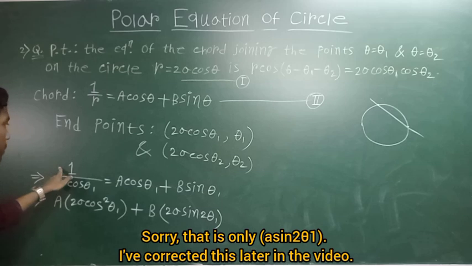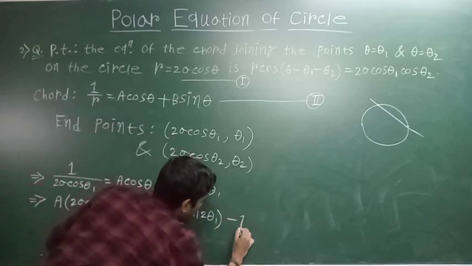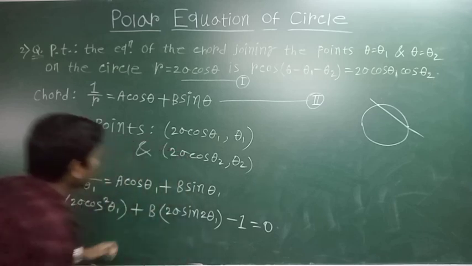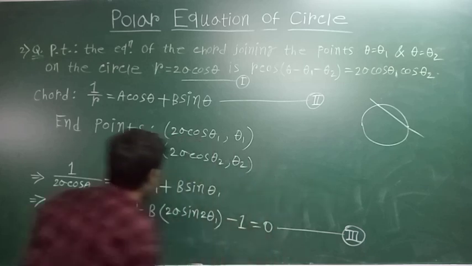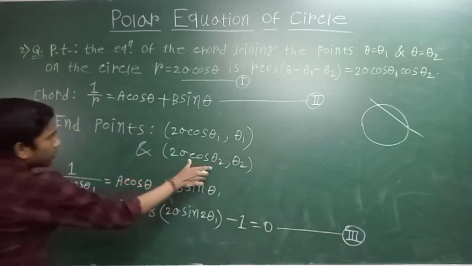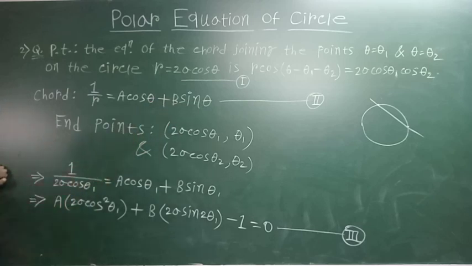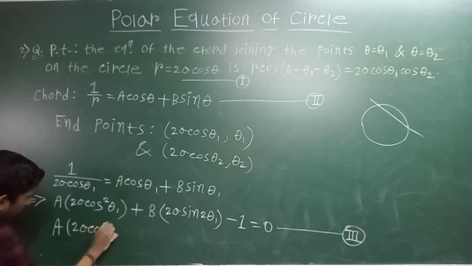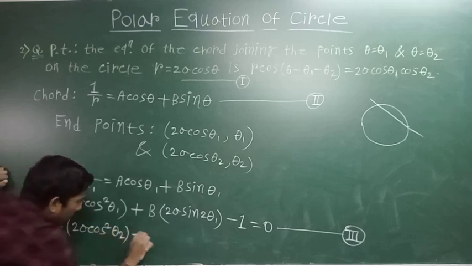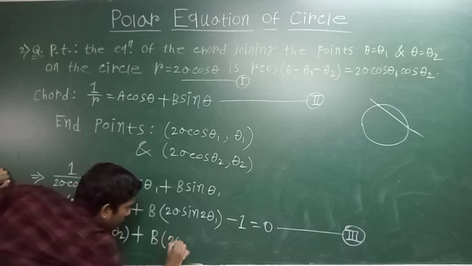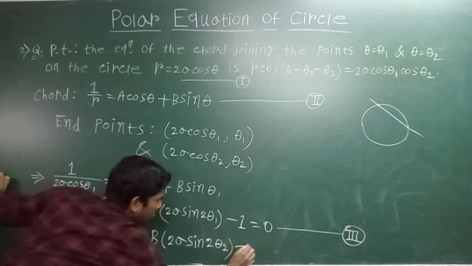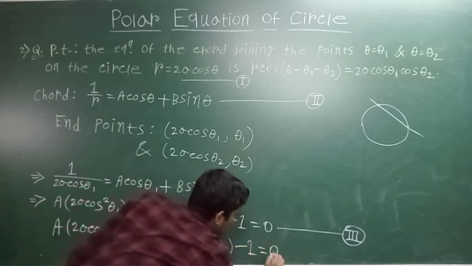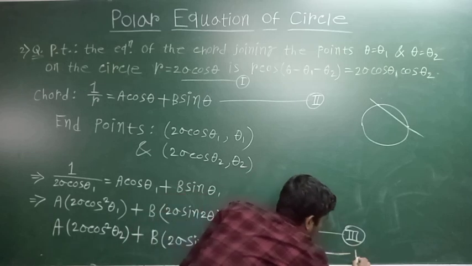Okay. And if we take this one this side, then this becomes minus 1 is equal to 0. This is one equation. So this is our equation number 3. And also if we put this point here in equation 2, we get a into 2a cos square theta 2 plus b into 2a sin 2 theta 2 minus 1, this is equal to 0. So this is our equation 4.